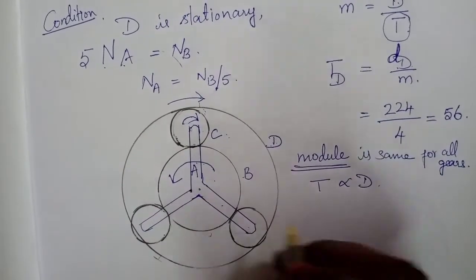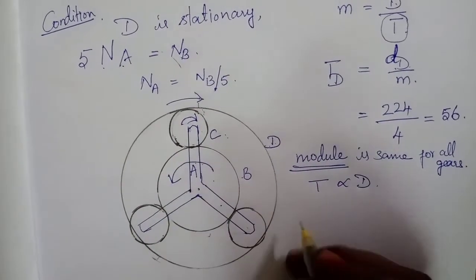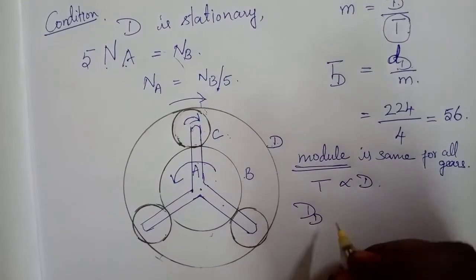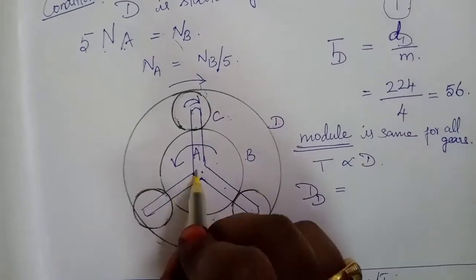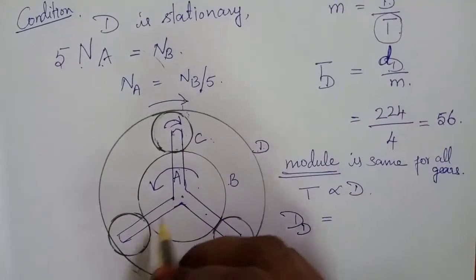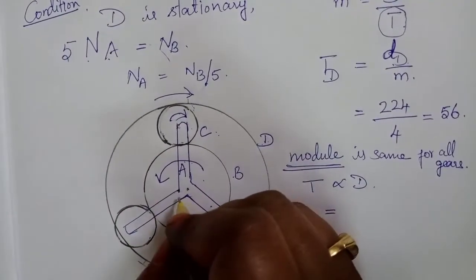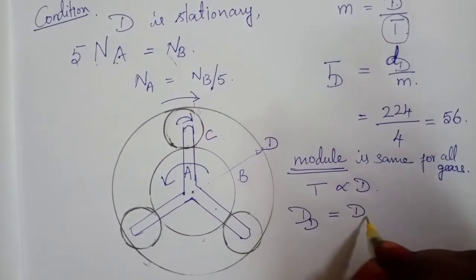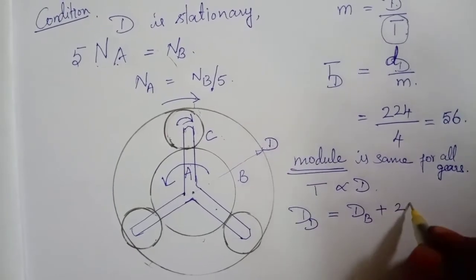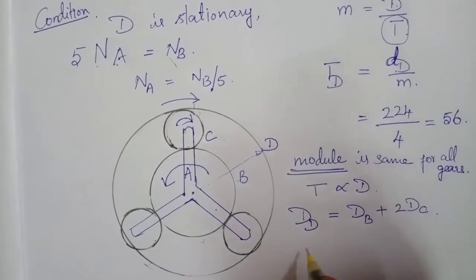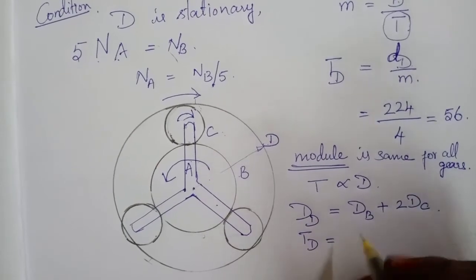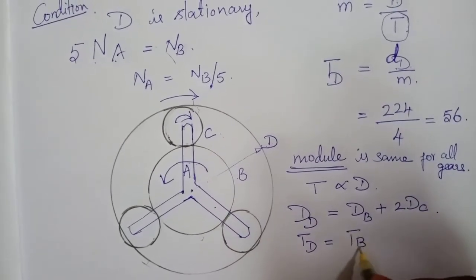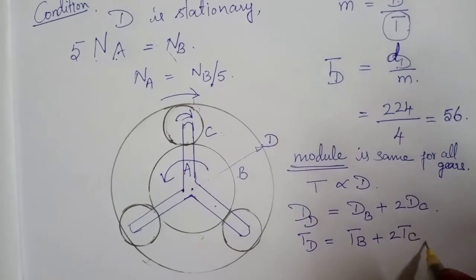Now if you take the diameter of D, equating this totally, you will get the diameter of B plus 2 times the diameter of C. The same thing if you change in terms of teeth: TD equal to TB plus 2TC. From the structure, these are the equations we got.